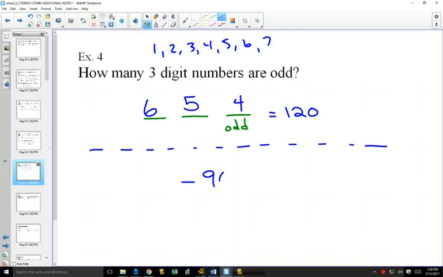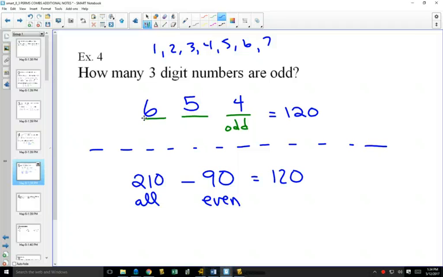So why minus 90? That's how many are even. And earlier, we figured out that 210 was all of them, right? 7, 6, 5. So if we did all of them minus the even, we get 120. Does that make sense as another way of figuring it out? Because if we subtract the even ones, all that is left is the odd ones.